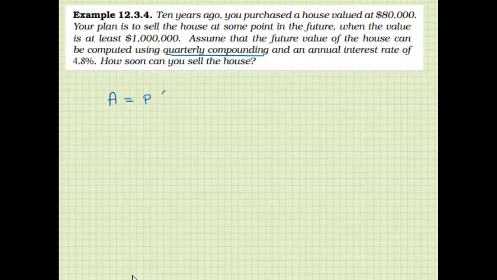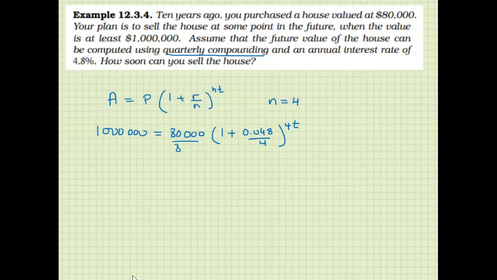We have A is P, 1 plus r over n, to the nt. So this is when it's compounded periodically. Okay, so quarterly compounding means that n is 4. All right, so my amount, $1 million, the original present value, 80,000, times 1 plus 0.048 divided by 4, to the 4 times t. So we're trying to figure out how long it will take. All right, so let's divide by 80,000.